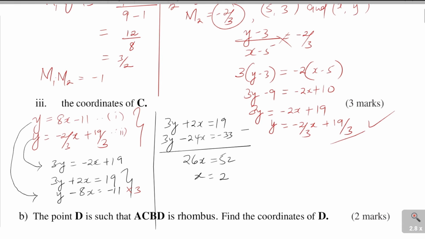Getting x is 2, substitute. So y = 8x - 11.